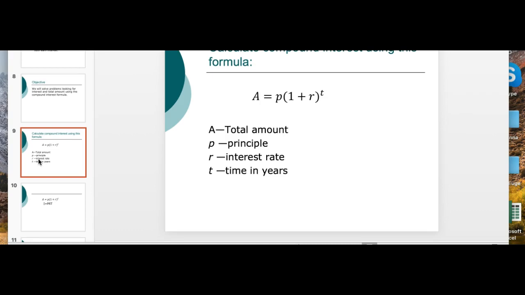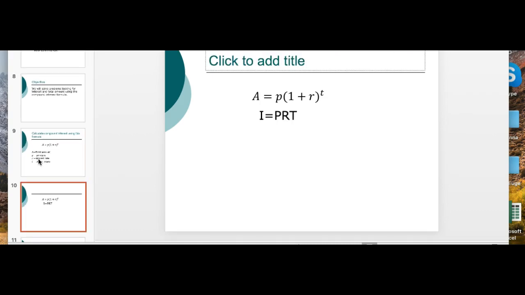The big difference here is if you look at the two formulas, the simple interest formula calculates interest. I know that because it says I equals. That lets me know that whenever I do my calculation, it's going to give me interest. Let me say that one more time. Whenever you use the simple interest formula, it calculates and gives you interest.